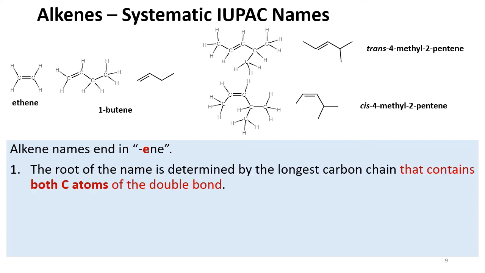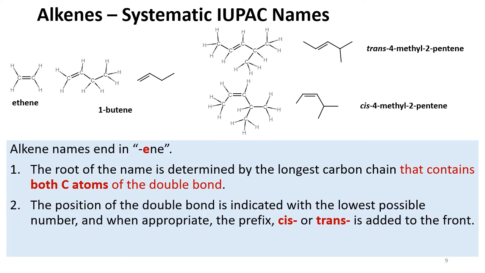The root name is the same root name that we used before. Now the subtle difference that we don't really see illustrated here is that the longest chain that we're looking for must contain both carbons of the double bond. And we'll see an example of that coming up, where you have to make sure that when you're finding the longest chain, both carbons involved in the double bond are in that chain.